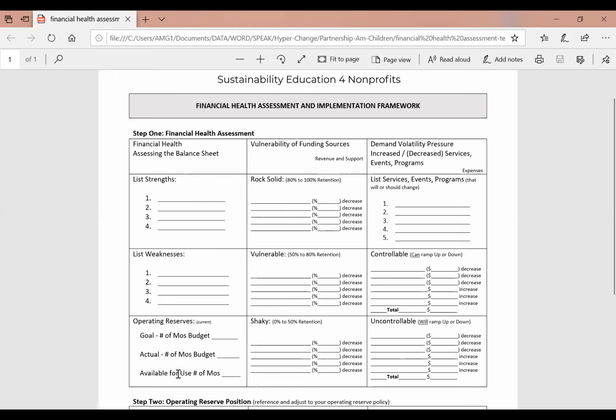I do erase this line right here, available for use. For most organizations, it's a little too early for that. I talk about it in the article.